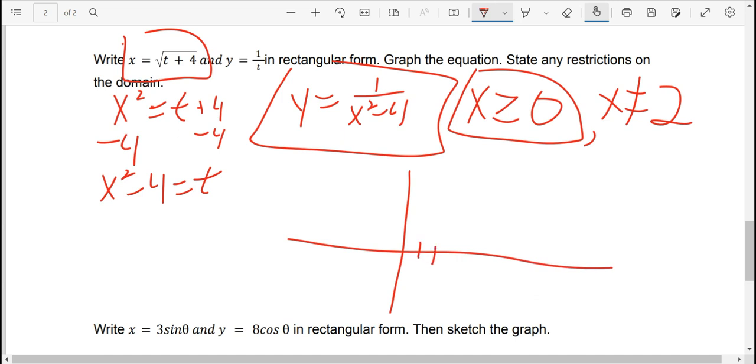So 1, 2, and they're going to be 0, or not be 2 rather. And I'm going to graph this. And it would look just like it would if it was a 1 over x squared minus 4 equation. Now what about our orientation and everything? Let's add a couple t's too.